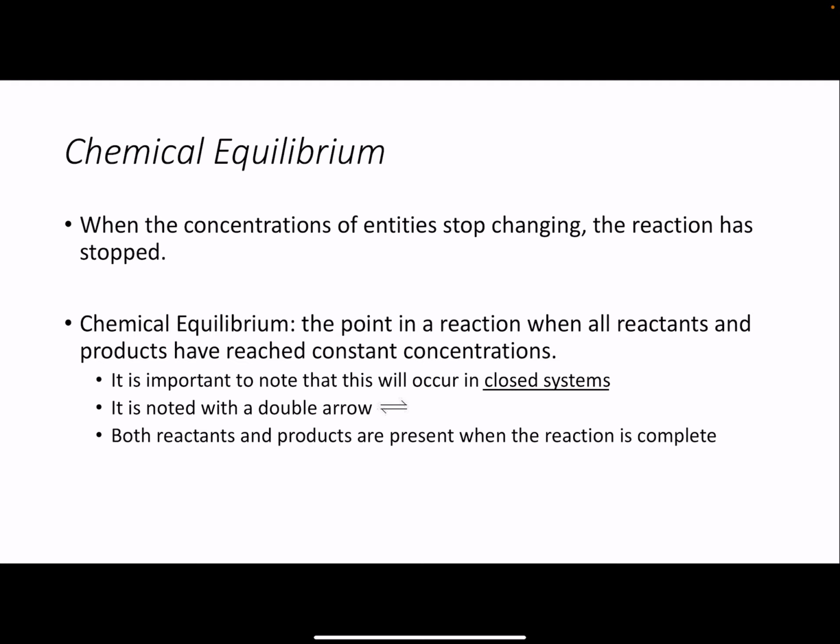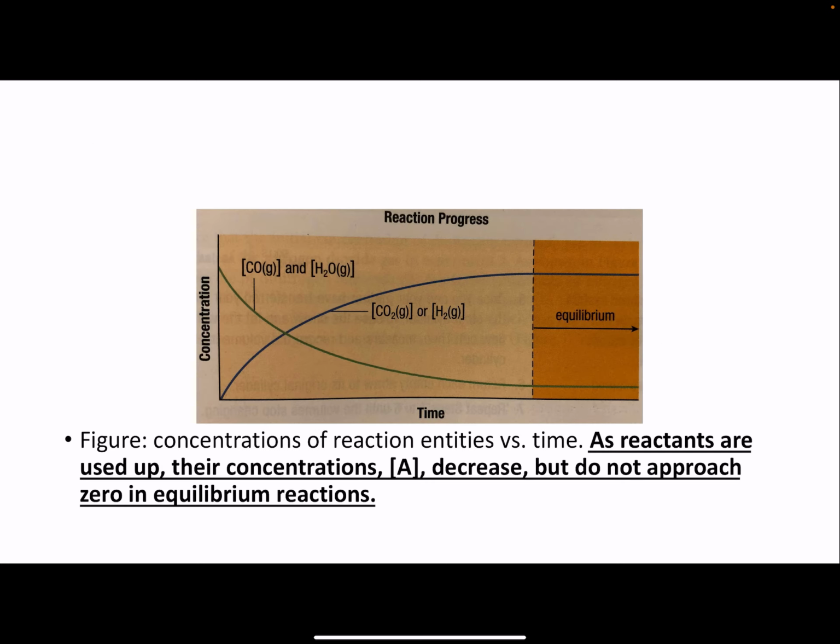So here are the definitions and the conditions of what an equilibrium is. It's a point in the reaction where all reactants and products have reached constant concentrations. That means they no longer change. So we'll have a little bit of each one left over. This is important that it's a closed system. If it's an open system where matter can escape, then there will be different pressures and an equilibrium won't be established. So the concentrations will always continue to change. We see it when there's a double-headed arrow, like you can see there in the bullet point. And at the end of the reaction, like we've said a couple times already, you'll see both reactants and products.